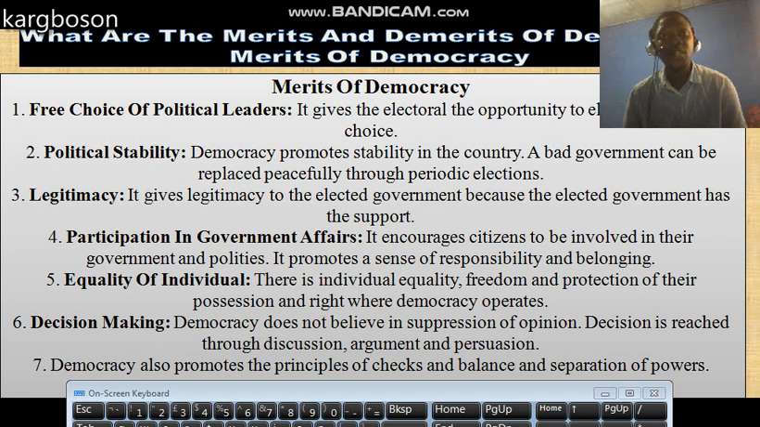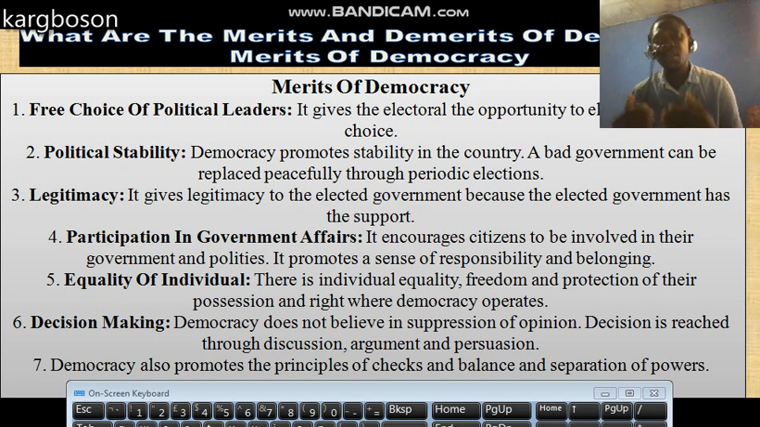Of course, political stability. Democracy promotes stability in the country. A bad government can be replaced peacefully through periodic elections. Inasmuch as there is a time limit on the office of the president, if a government continues to be bad, the citizens can replace that government through periodic elections by peaceful means. So there is political stability. Of course, legitimacy. It gives legitimacy to the elected government, because the elected government has the support of the populace.